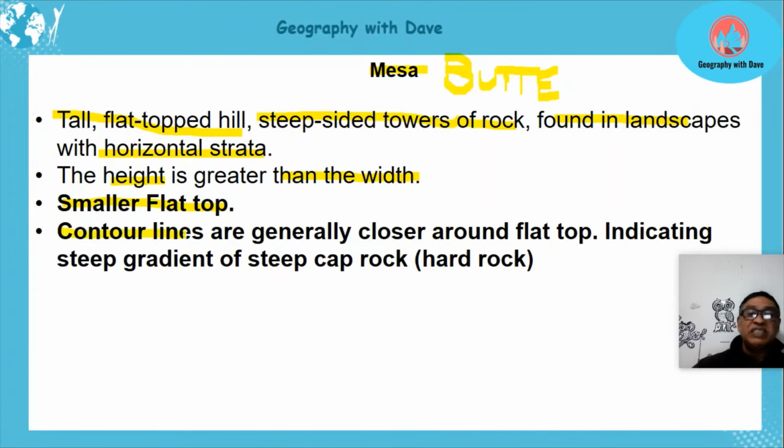And the contour lines again are generally closer around the flat top, indicating the steep gradient of the cap rock, which is a hard rock. So we identified both on the topographic map. Let's go on.